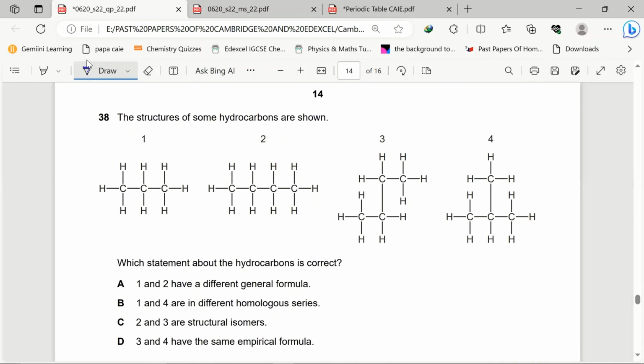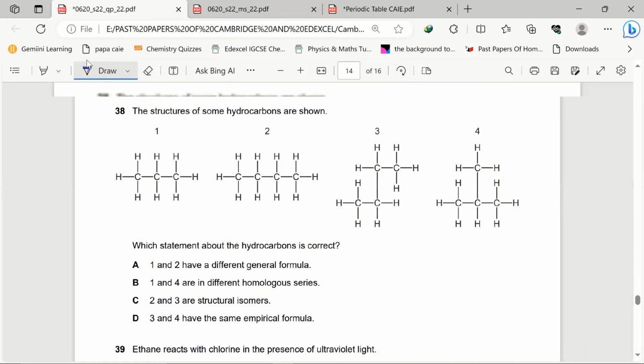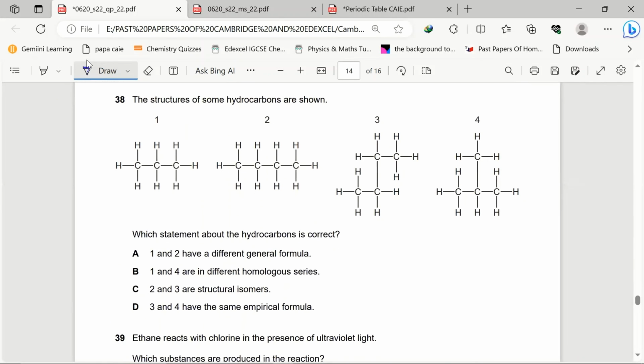Number 38, the structures of some hydrocarbons are shown. So these are some hydrocarbons. Which statement about the hydrocarbons is correct? 1 and 2 have different general formulas. 1 and 2 should have the same general formula. So this is incorrect. 1 and 4 are in different homologous series. 1 and 4 are in the same homologous series, alkane. So this is not correct.